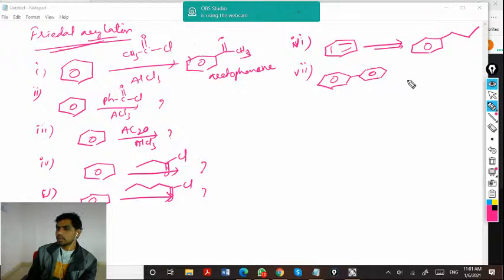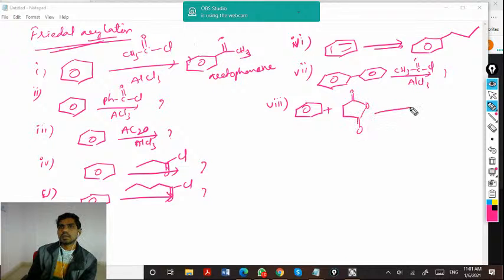This is the biphenyl system. If it is benzene with succinic anhydride and AlCl3, what could be the product?